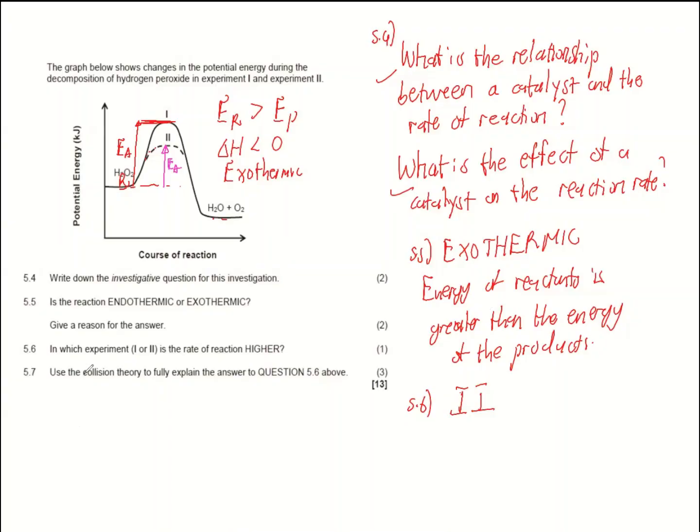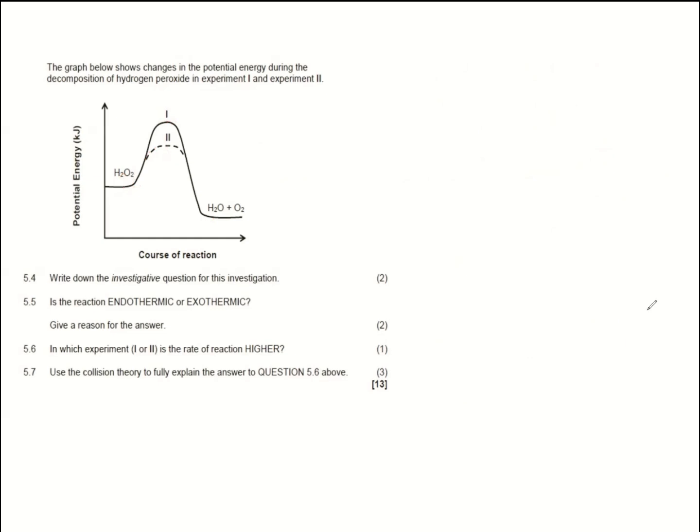Okay, now 5.7, they say use the collision theory to fully explain the answer to question 5.6. To fully explain, right? So let's fully explain right now. This is how you fully explain that. You say a catalyst provides an alternative pathway of lower activation energy.